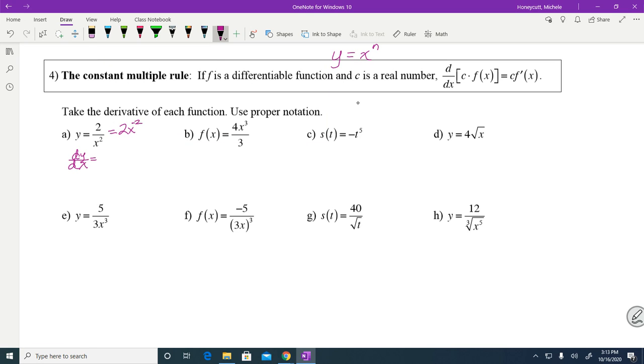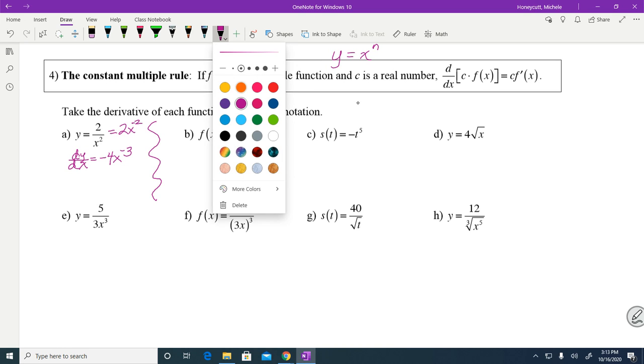So negative 2 times 2 is negative 4x to the negative third power. Subtract 1 from the exponent. Now I'm going to leave my answer like this just to make sure we understand the constant multiple rule and not get lost in the negative exponent part.